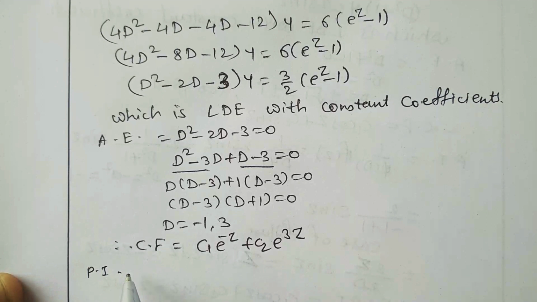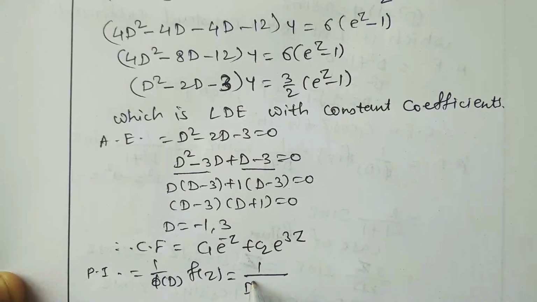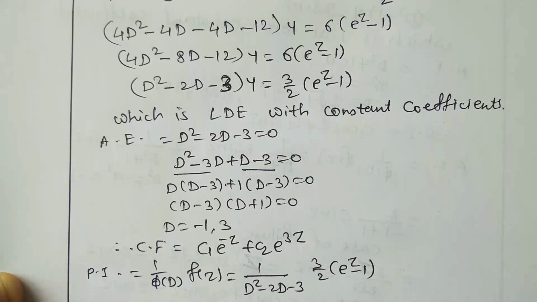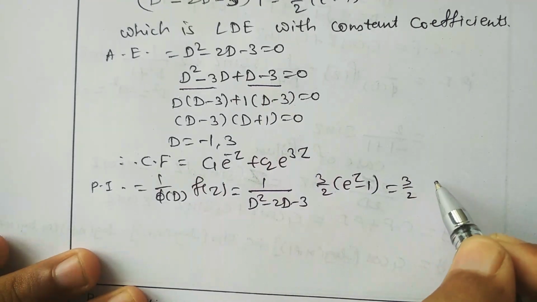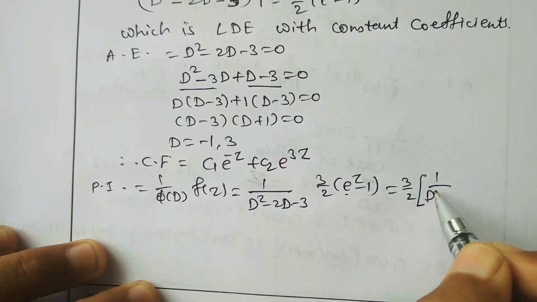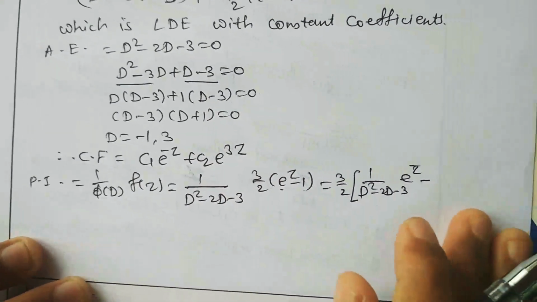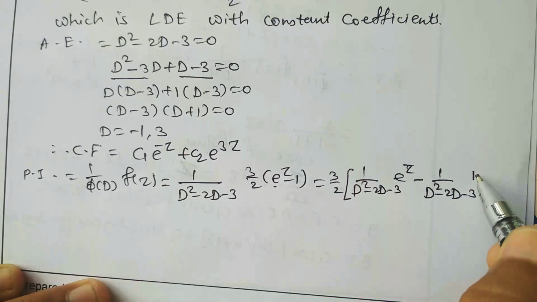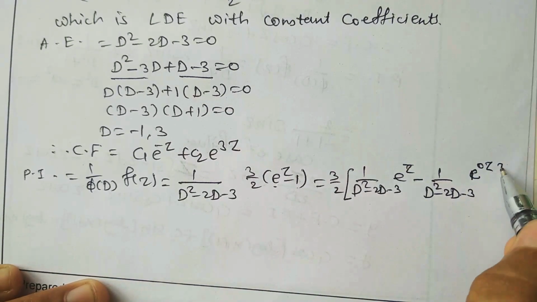Then PI. PI is equal to 1/φ(D) times f(z). This is 1/(D² − 2D − 3) times f(z), where f(z) is 3/2 (e^z − 1). 3/2 is the constant term, taking it outside, so you will get 3/2 times, and also applying this factor separately on e^z and 1, in brackets 1/(D² − 2D − 3) e^z minus again 1/(D² − 2D − 3) times 1. Now this 1 can be written as e^(0z). The value of 1 is the same as e^(0z).